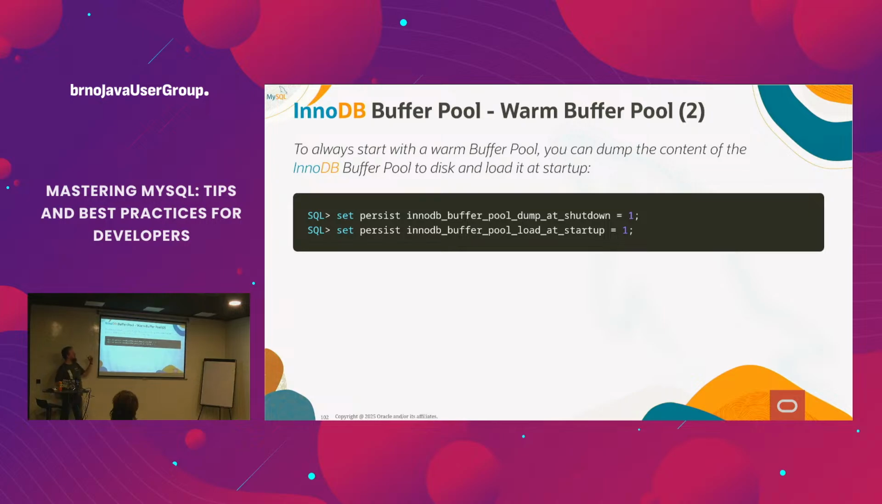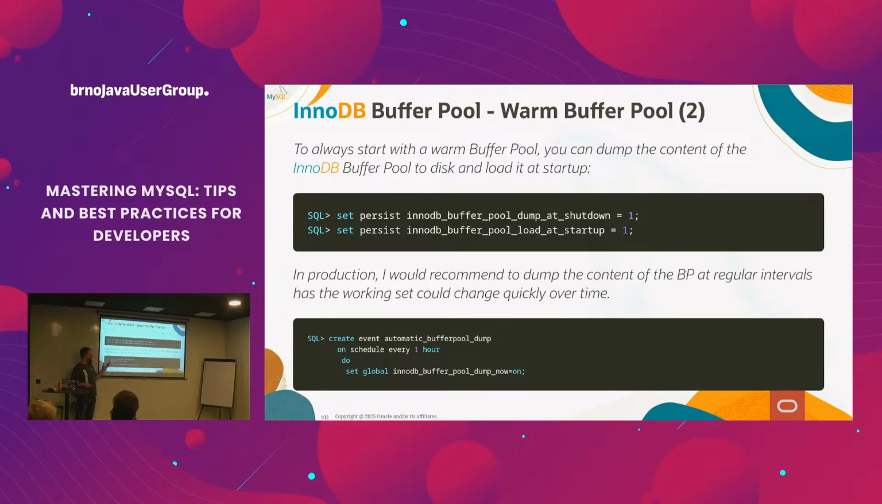So you say, oh, this is cool, Fred. When we stop it, we save it. But let's say I stopped my server 2 weeks ago, and then it crashed. Then it restarts, and it will load the pages of 2 weeks ago. But I have made a lot of changes. Maybe it's not my working set anymore. This is why I recommend dumping the content whenever you want. Here, for example, I create an event, like a cron job inside MySQL, that dumps the content of the buffer pool every hour. So if it crashes and reloads, it will reload a maximum of 1 hour of old data.